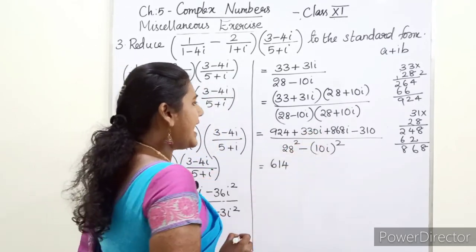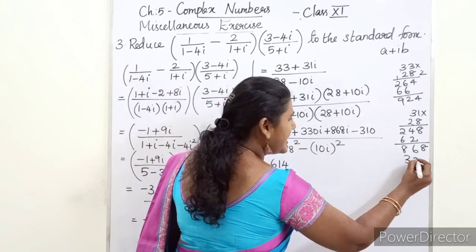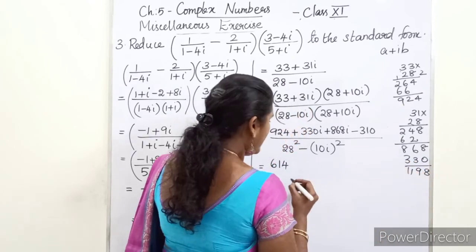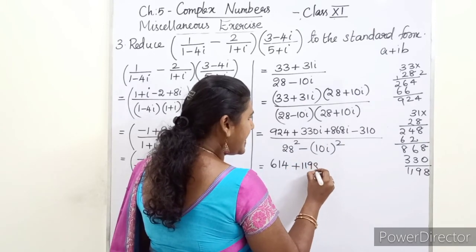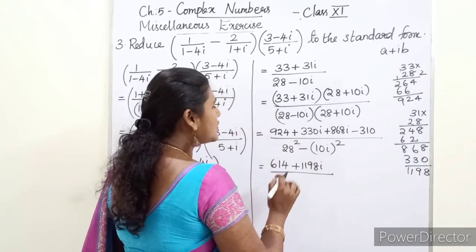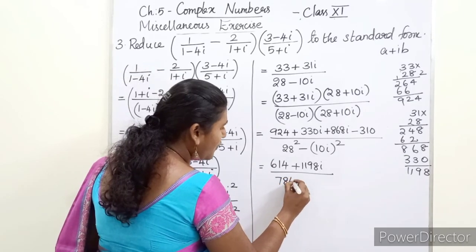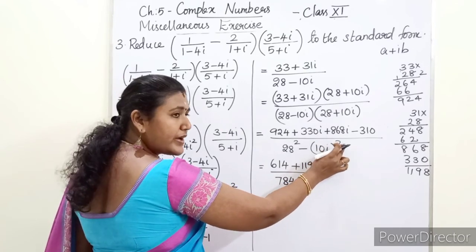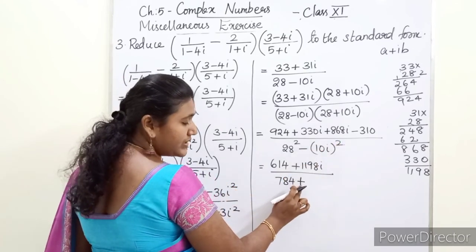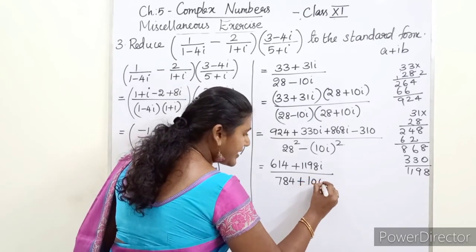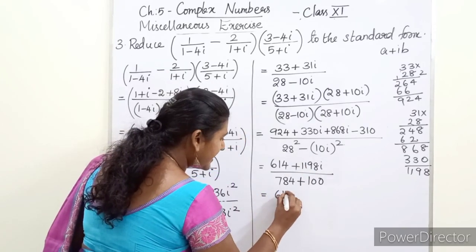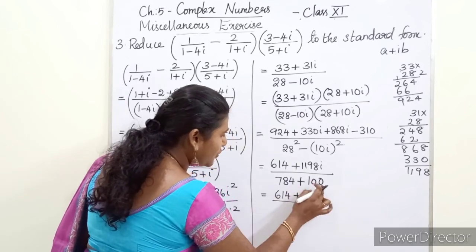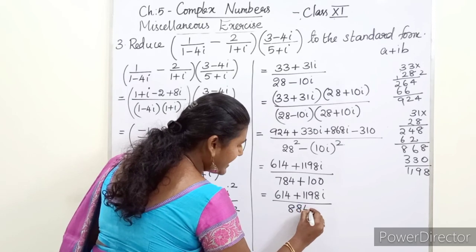So 924 minus 310 is 614. Now we will add these two: 868 plus 330, so 891, so plus 1198i divided by, here 28 square, then 84 plus here 10 square is 100, i square is minus 1. So these two minus, it will become plus, so plus 100. Now we will simplify. 614 plus 1198i by, when you add these two you will get 884.